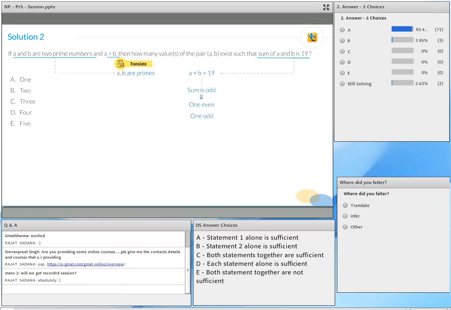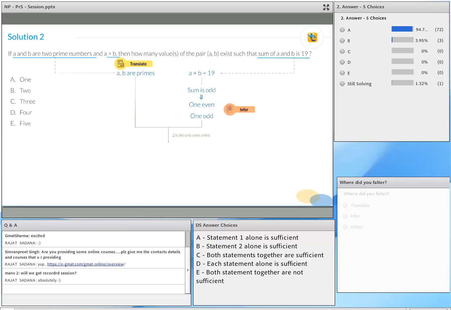One of the terms A and B needs to be even and the other needs to be odd. So this is an inference that we have drawn. Now another thing that we know is that A and B are primes. Because one has to be even, that means it has to be 2. 2 is the only even prime number.